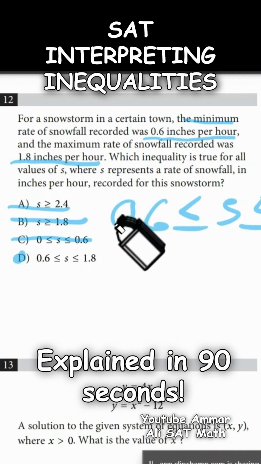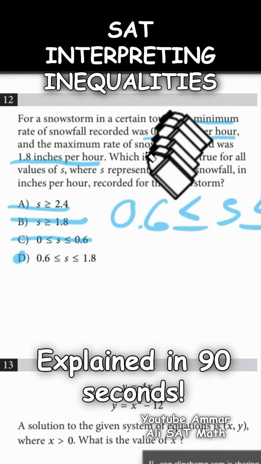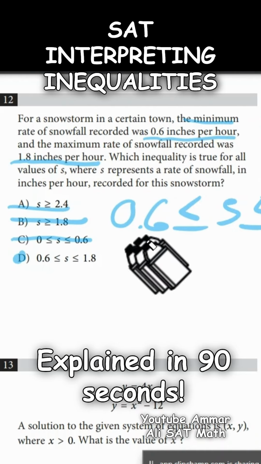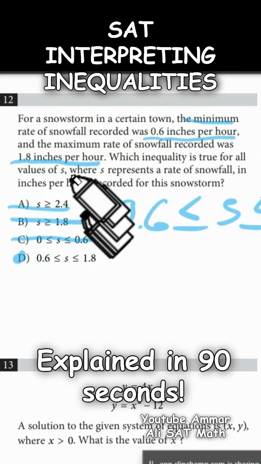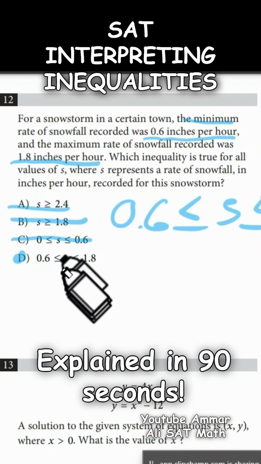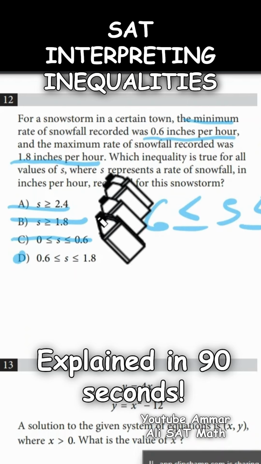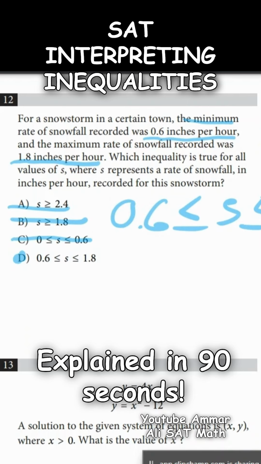So you have to just be very careful and understand what they meant over here, right? If they say a minimum, your lower bound is going to be where they say minimum, and then your upper bound is going to be where they say maximum, 1.8, right? So that's how you do this one. Pretty straightforward. You just have to read very carefully and use process of elimination.